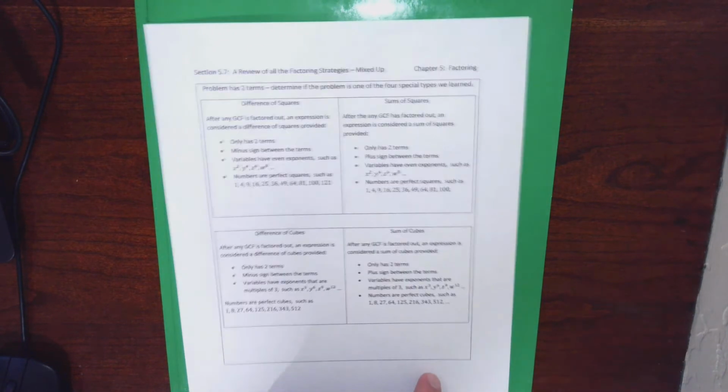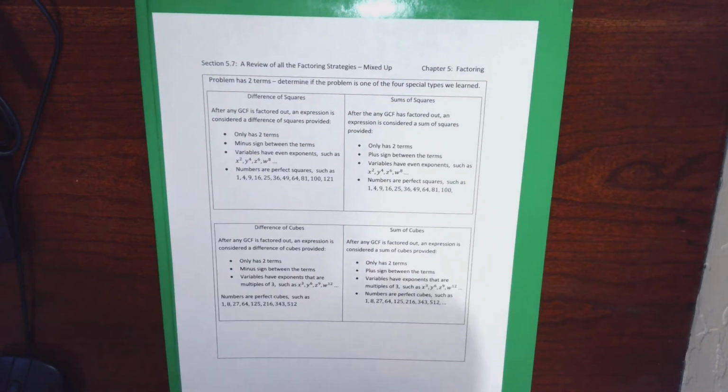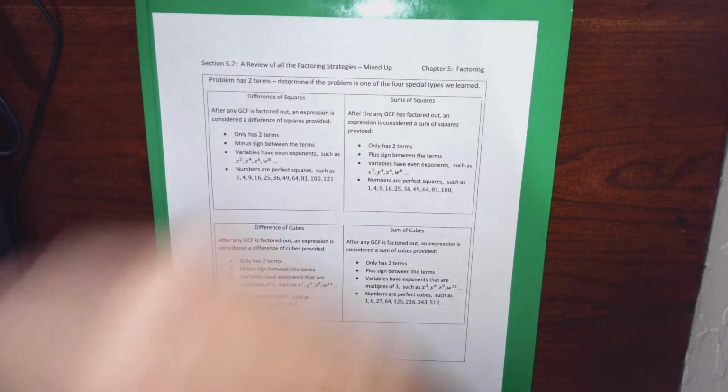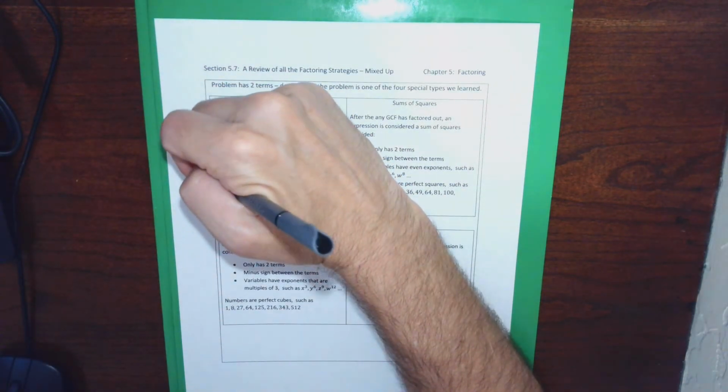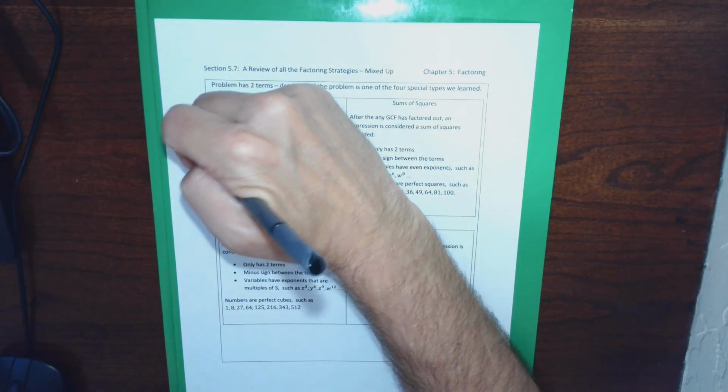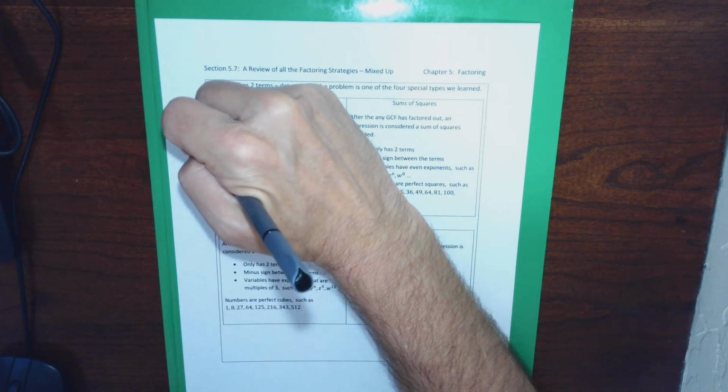The other kind of problems that we factored had two terms. And in the world of two terms, there are squares and there are cubes.